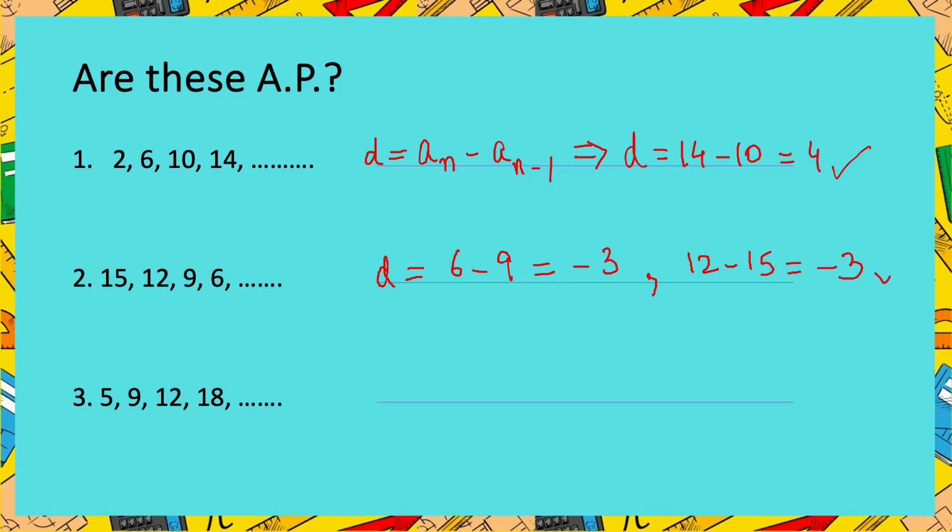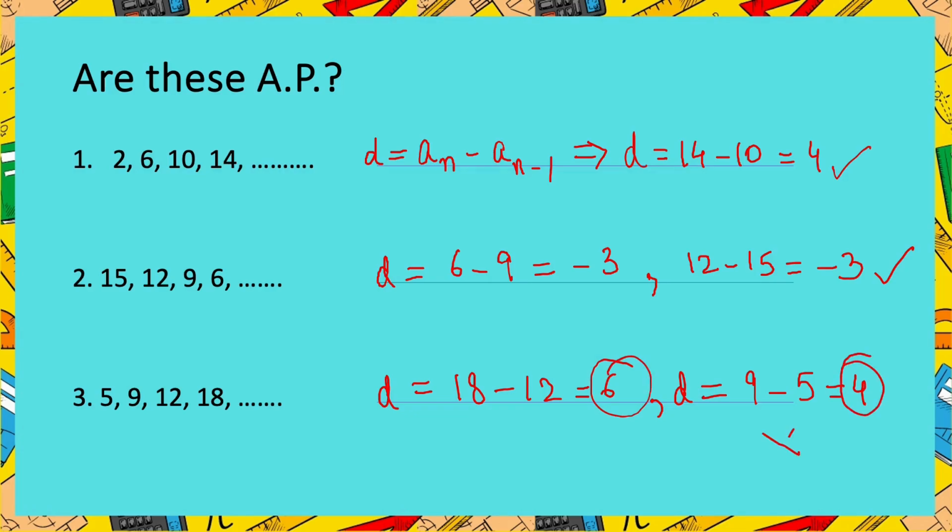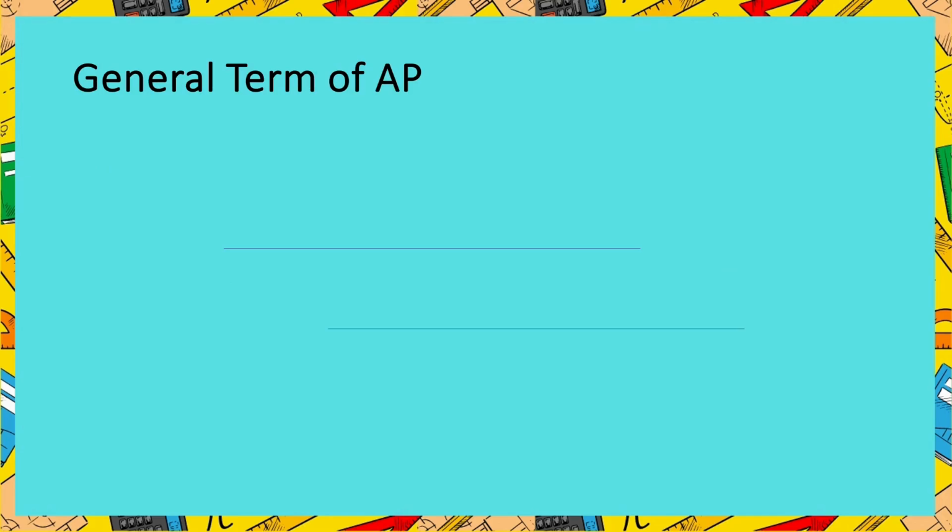Now, looking at the third one here, again we are going to find out the common difference. If I look at the common difference between 18 and 12, the difference here is 6. But if I look at the difference between 9 and 5, the difference is 4. So we can understand that the common difference here does not remain the same. Instead, it has changed. It was 4 earlier, then it became 6. So I cannot say that this is an AP. It's a sequence, but it is not an AP, and the condition for this one we do not know.